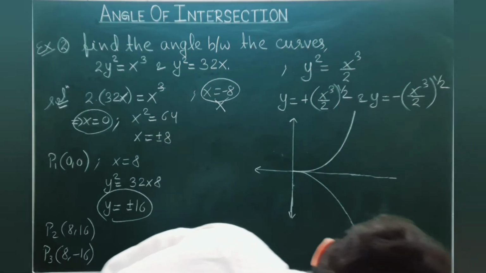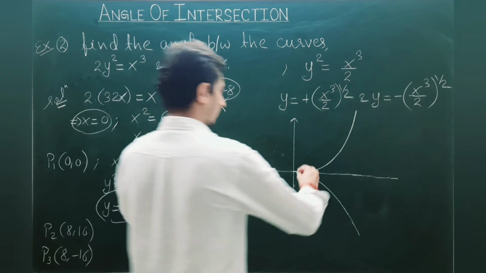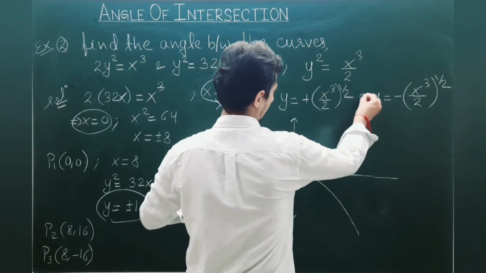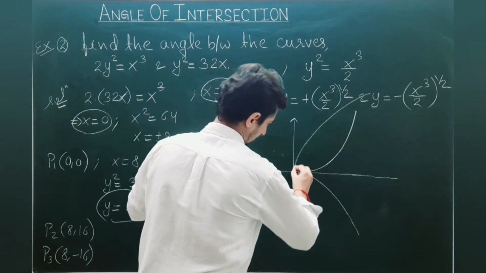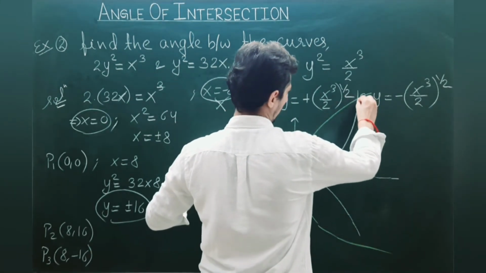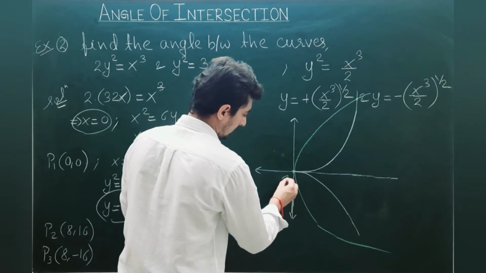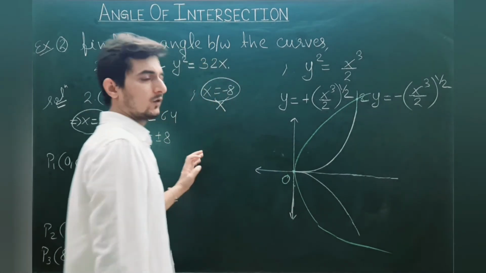Now the curve C2, you already know, this is nothing but a simple parabola. So it will be like this. Okay. So here are the points of intersection. The first point you can clearly see, that is P1, which is the origin 0, 0.